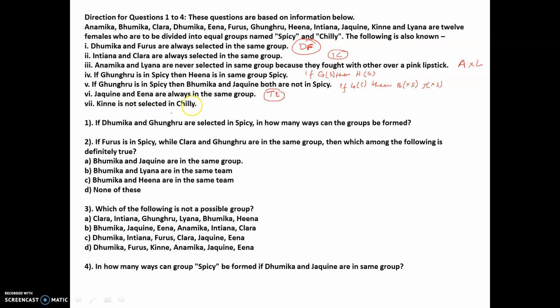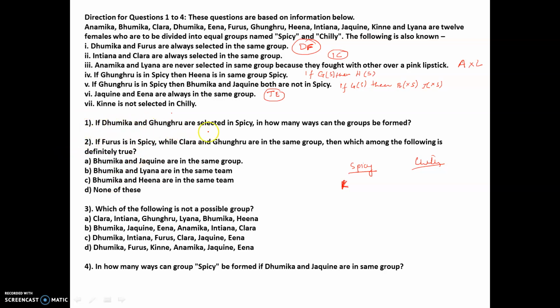And K is not in chili. So if you were to divide it into spicy and chili, for sure we know that K is not in chili, so K has to be in spicy. Because we have to have equal groups, there has to be 6 members in spicy and 6 members in chili. Now, as per question number 1, nothing else is known to us, so we have to go question by question. It's a non-deterministic kind of set. So how do you handle non-deterministic sets? Go question to question.